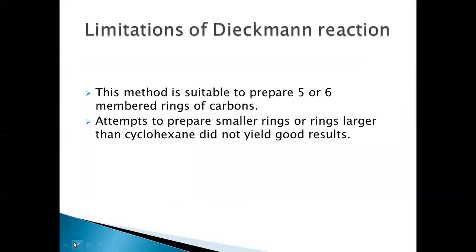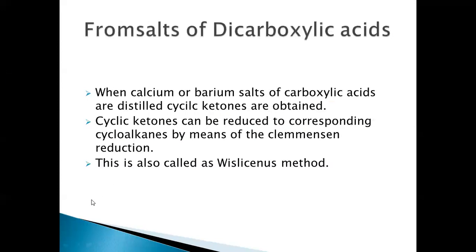Let's look at the limitations of this Dieckmann reaction. There are a few limitations. This method is suitable to prepare only 5 to 6 membered rings of carbons. After that, this cannot be prepared. Smaller rings or rings larger than the cyclohexanes cannot be prepared or did not yield good results. So these are the limitations of the Dieckmann reaction.